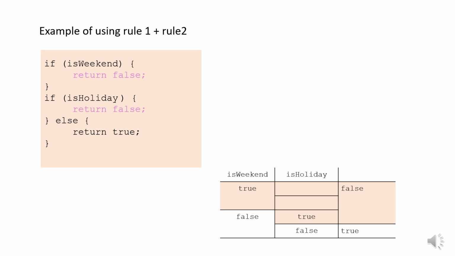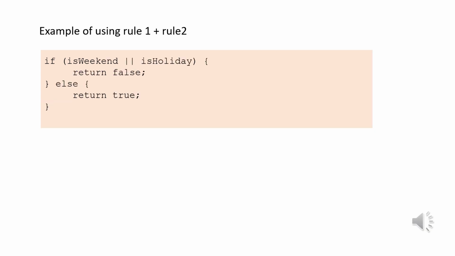Here, we have two sequential if statements with the same body. Conditions are related, and there is a return in the body of the first if statement. So this is our pattern for rule 1. We can conjoin these two if statements, or these two if conditions, together using or, like this.